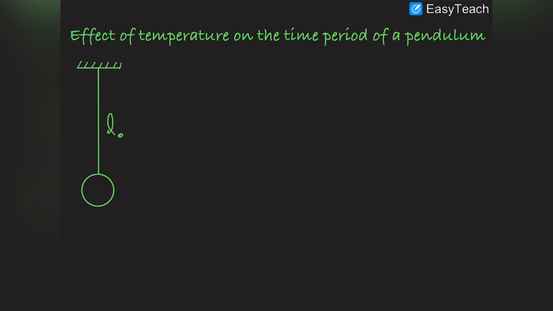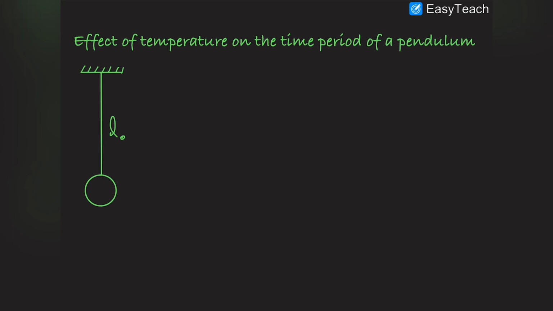In this video, we are going to discuss the effect of temperature on the time period of a simple pendulum. We know that the time period of a simple pendulum is 2π√(L/g), where L is the distance between the hinge point and the center of mass. We are assuming that this ball is a point mass, so it does not have any dimension. So this L is the distance between the hinge and this point.